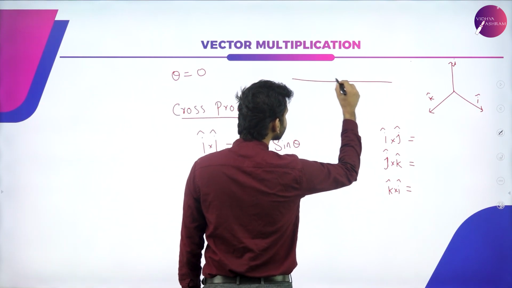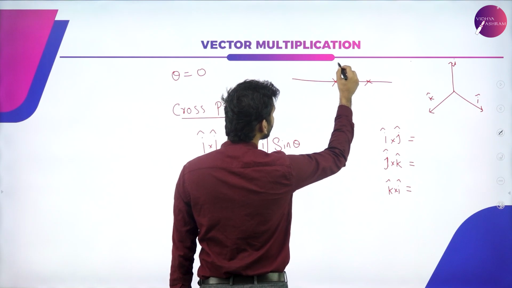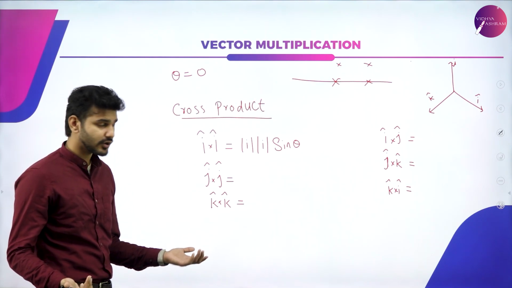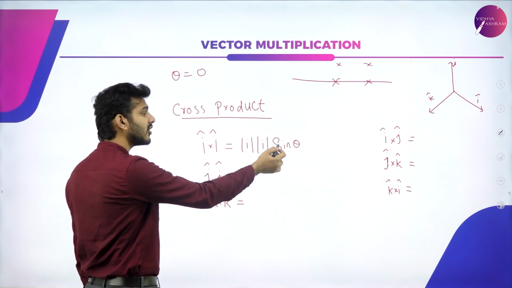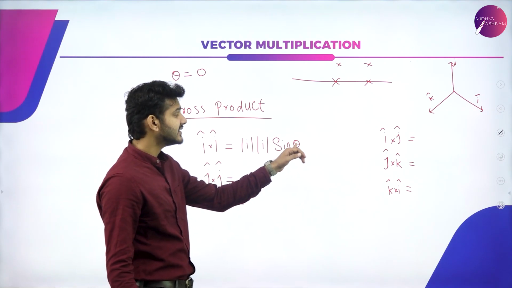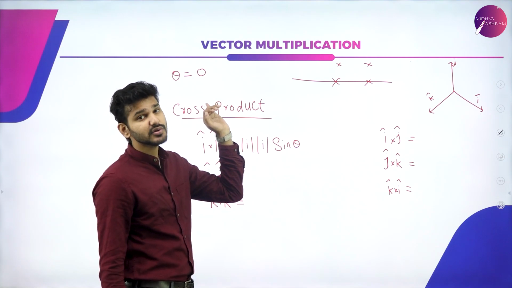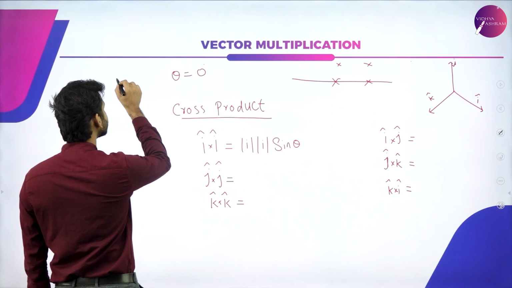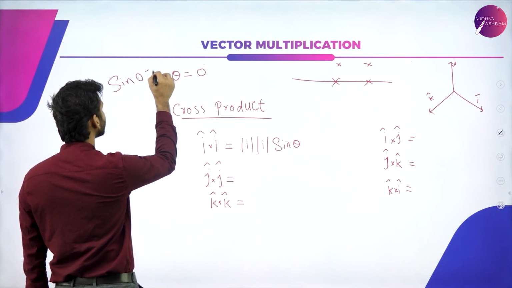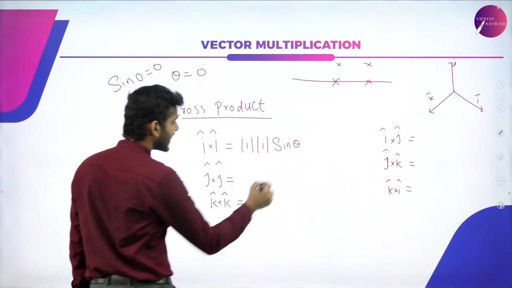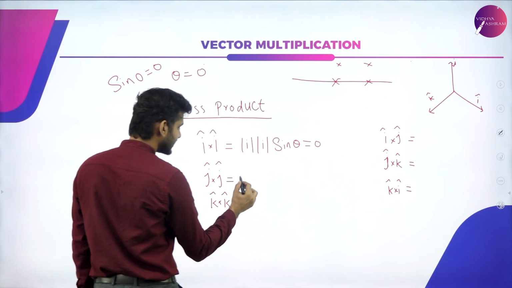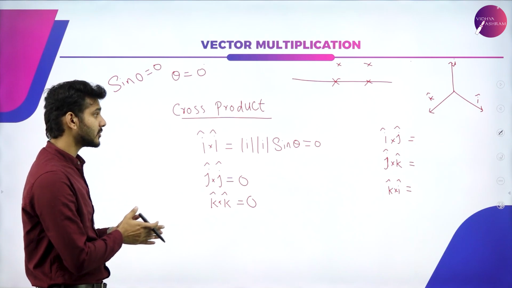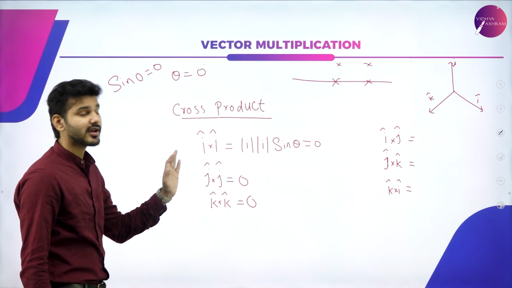If this is the i-axis, I am taking 2 points here and here, or 2 points here and here, which means they are parallel, which means the angle between them is 0 degrees. So magnitude i into i into sine of the angle between them, sine 0 is nothing but 0. So theta is equal to 0 degrees, sine 0 is equal to 0. So this will be equal to 0, this will be equal to 0, this will be equal to 0. That is all about i cross i, j cross j and k cross k.